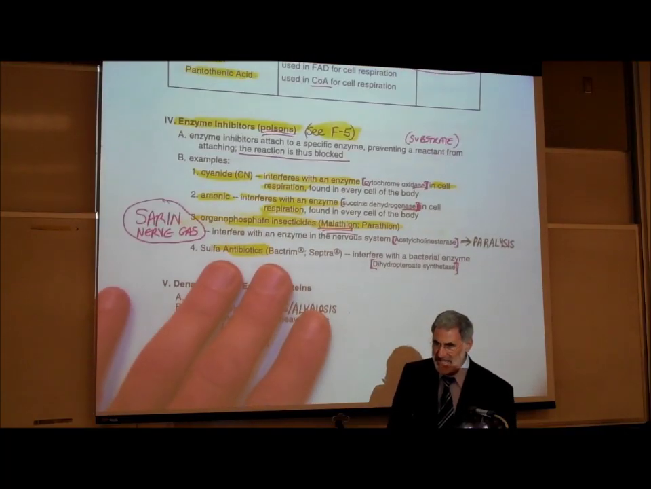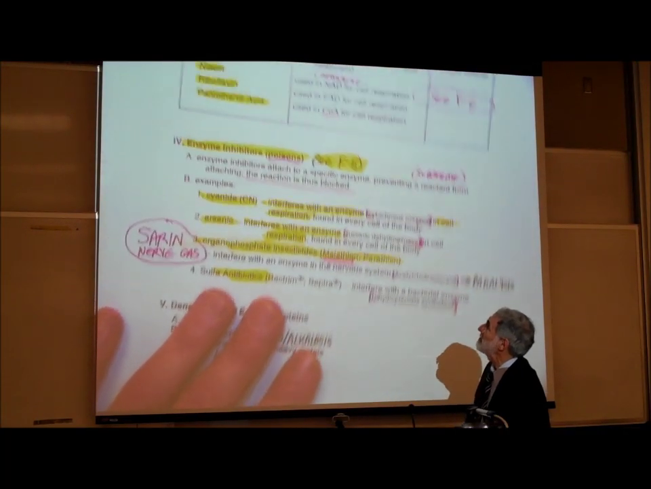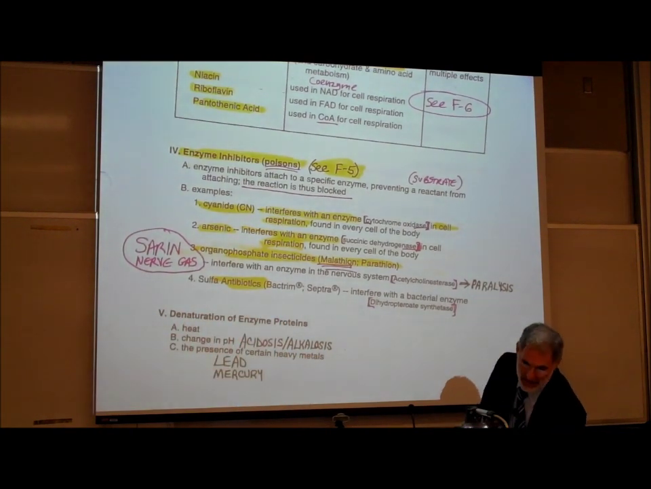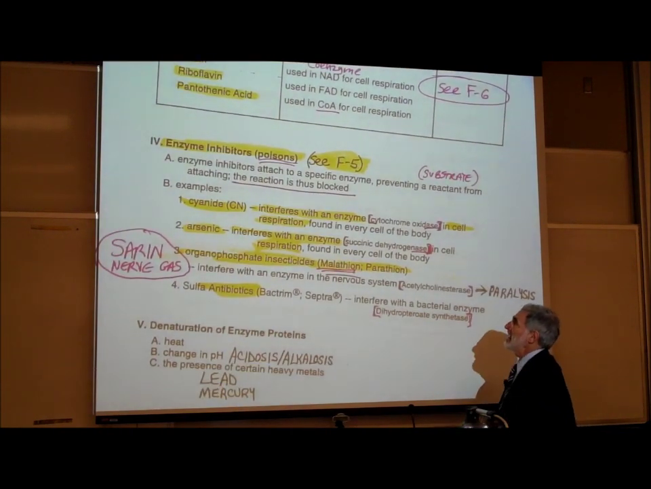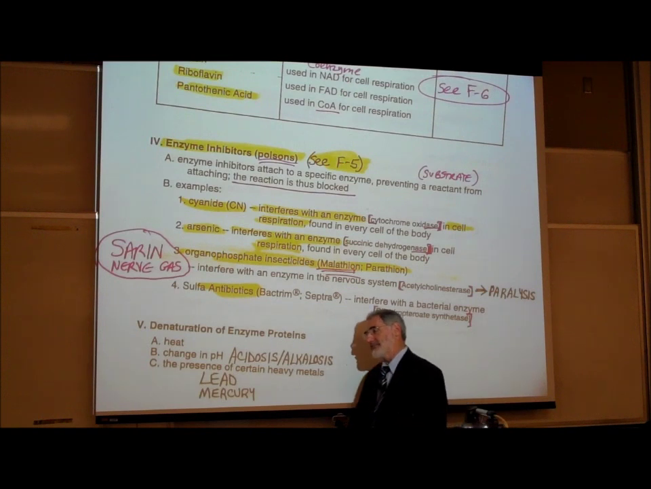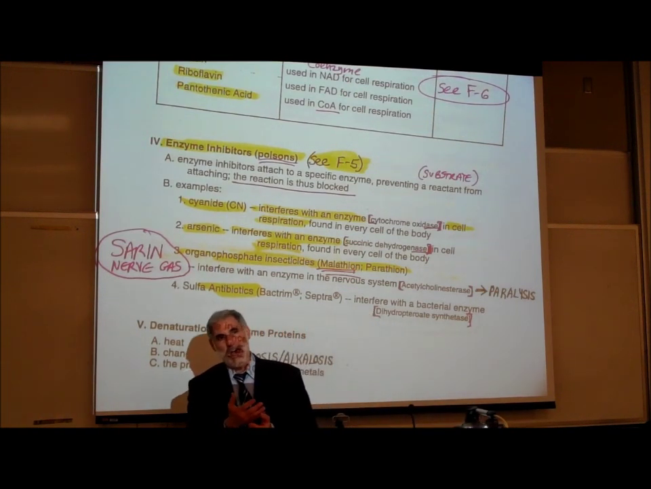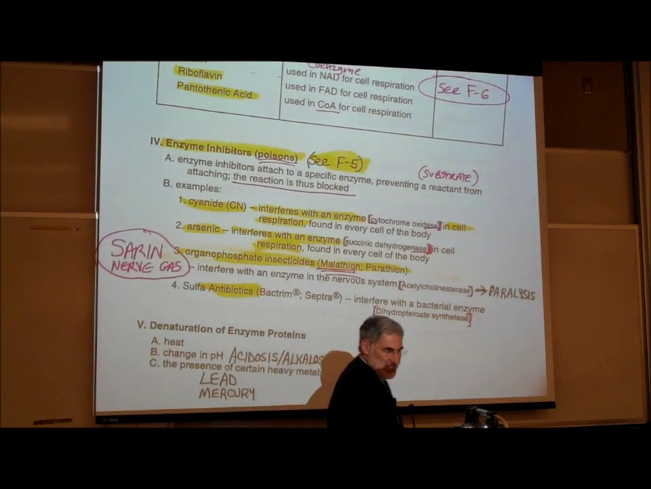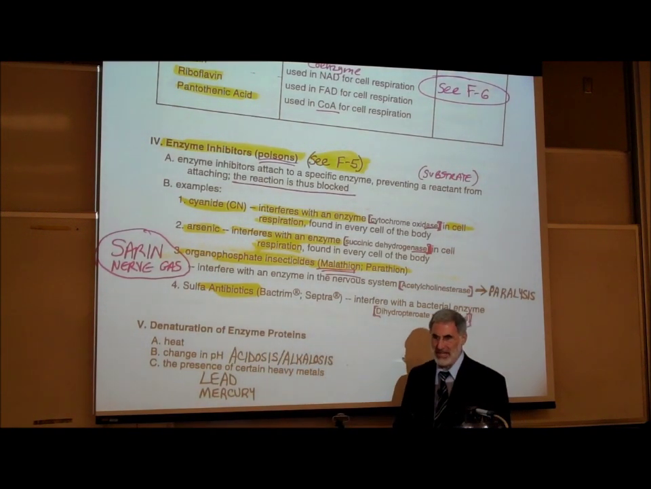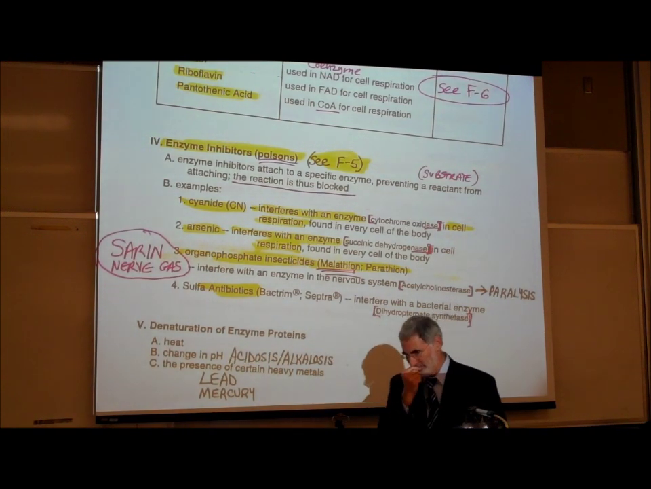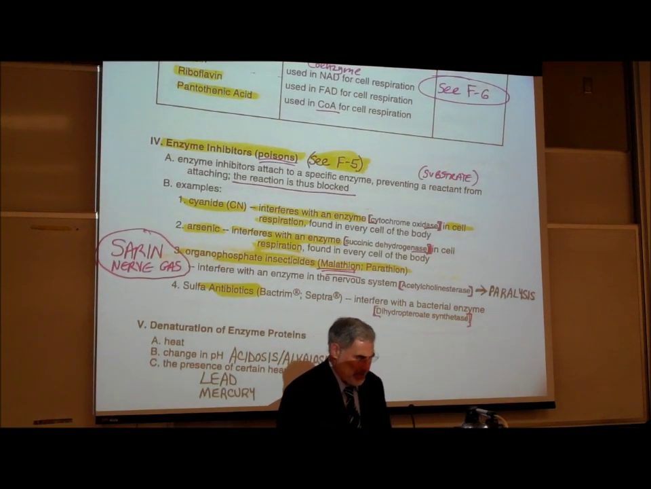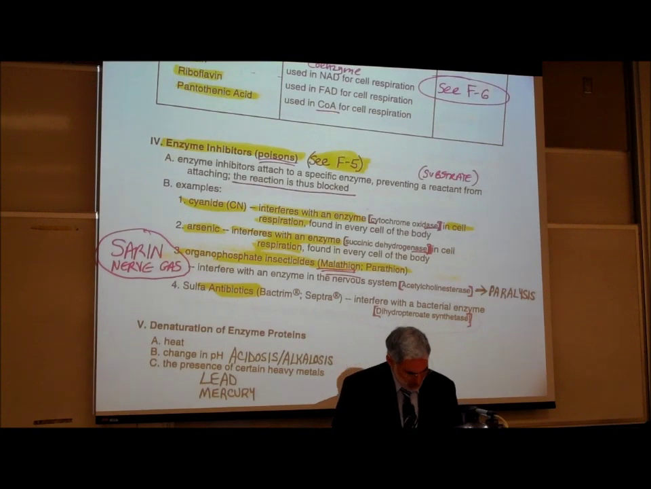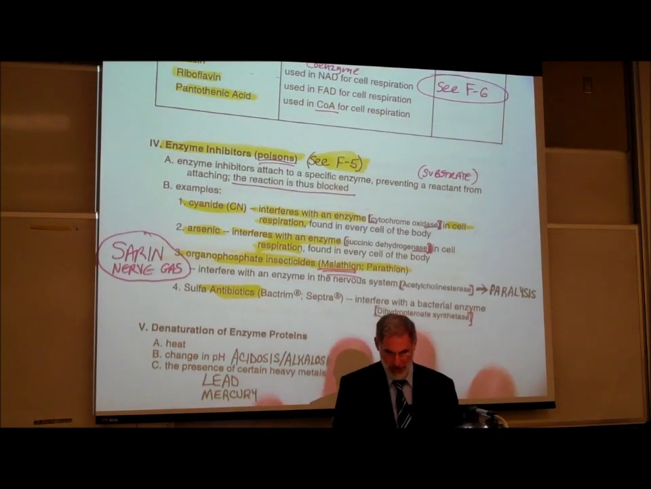Now, the next thing that we've listed are enzyme inhibitors. What's that? An enzyme inhibitor is something that attaches to an enzyme and inhibits it. It stops it from working. It stops it from catalyzing a biochemical reaction. Let's show you a picture to help you understand this. Let's look on page F5. And I wrote that. Let's see, F5.